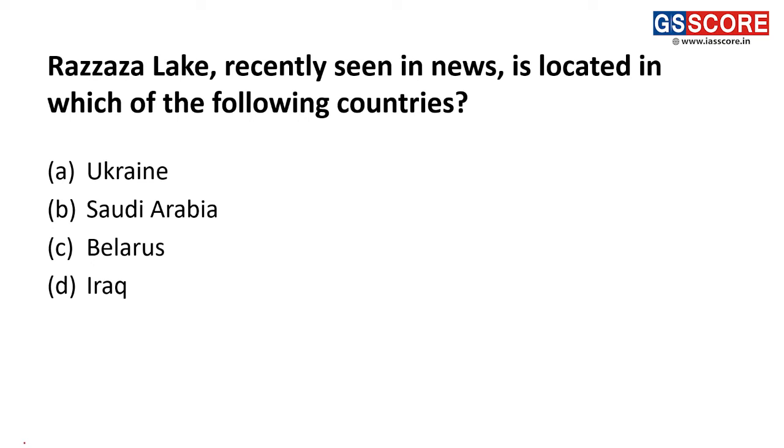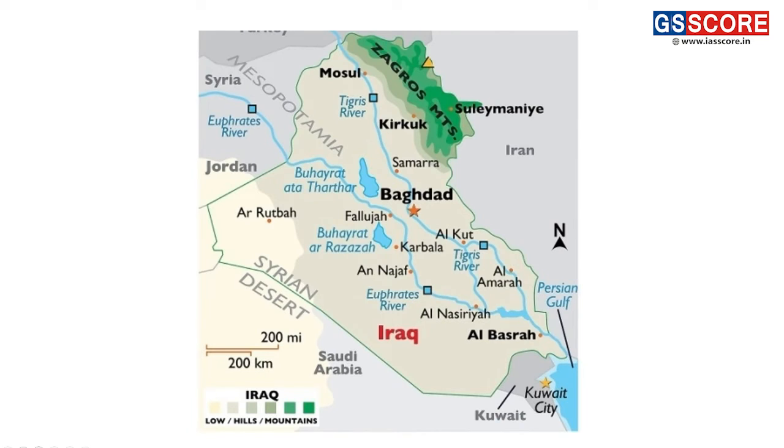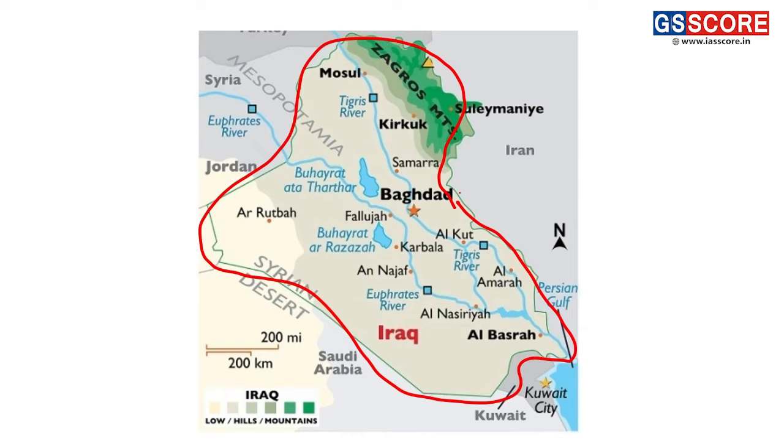Moving towards the next question, we have the Razaza Lake. Razaza Lake, which is recently in news, is located in which of the following countries? We can see it through a diagram. This is the country of Iraq, and here we have Razaza Lake. This lake is also called Buhayrat Lake, and it is situated in the central part of Iraq.